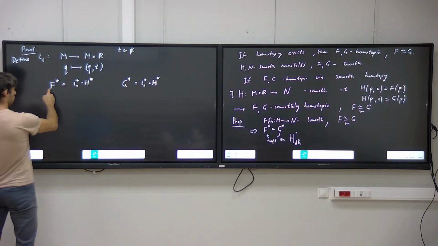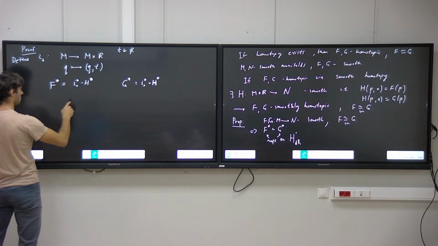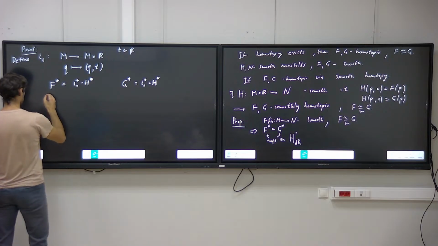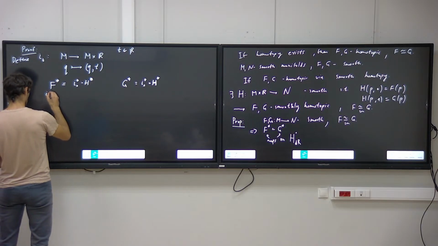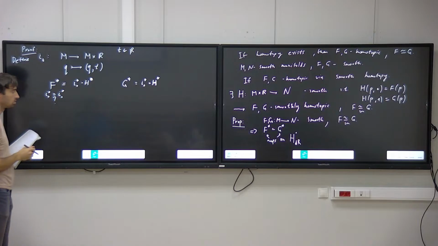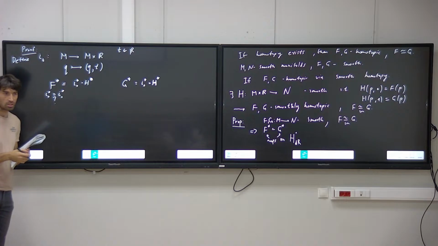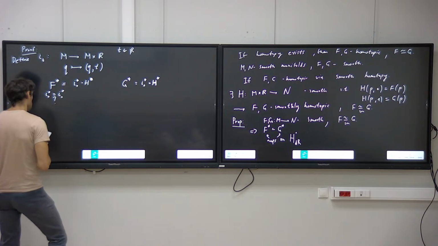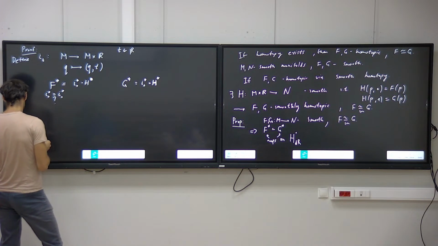And I want to prove that this equals this. So I would like to prove that actually I0 star equals I1 star. So this is my goal. Right. So for that, there's a usual trick.